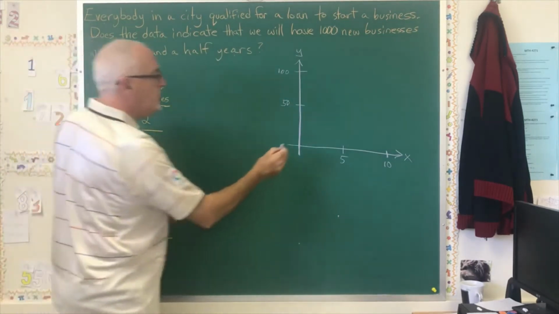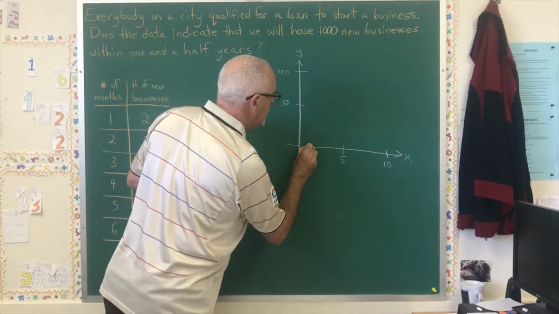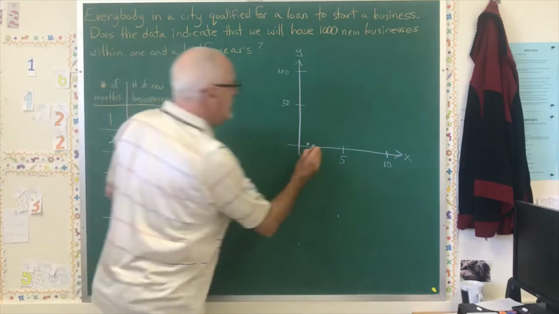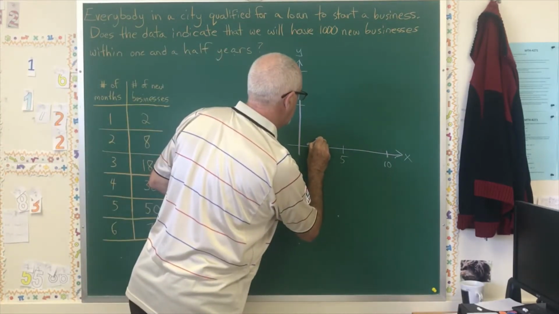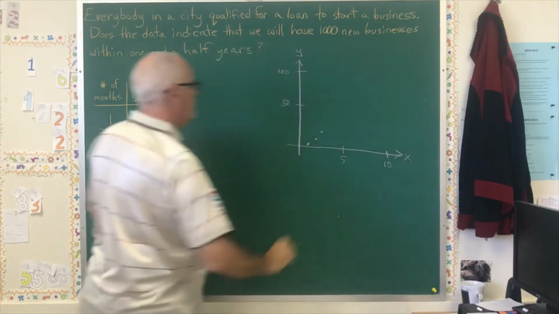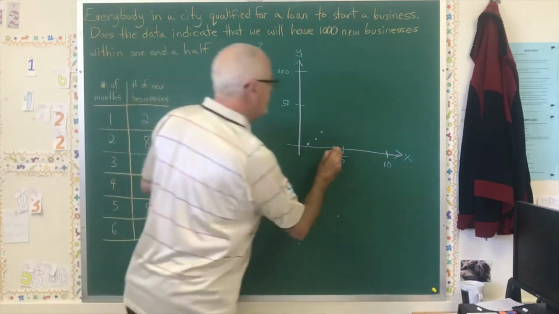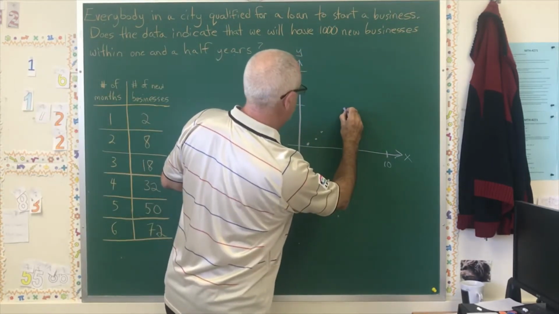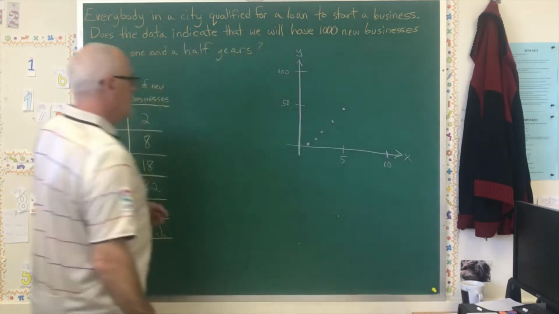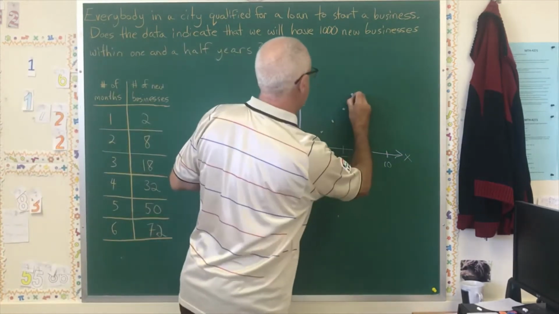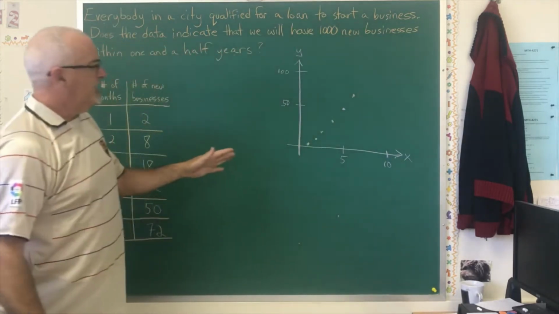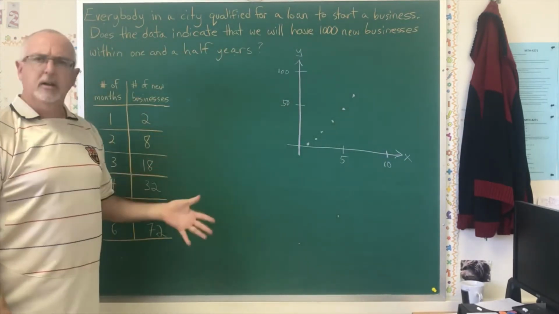We have the point (1, 2), which is going to be quite close to the x-axis. (2, 8), (3, 18), (4, 32), (5, 50), so the 50 is easy to see with the scaling, and then (6, 72) is going to be about here.